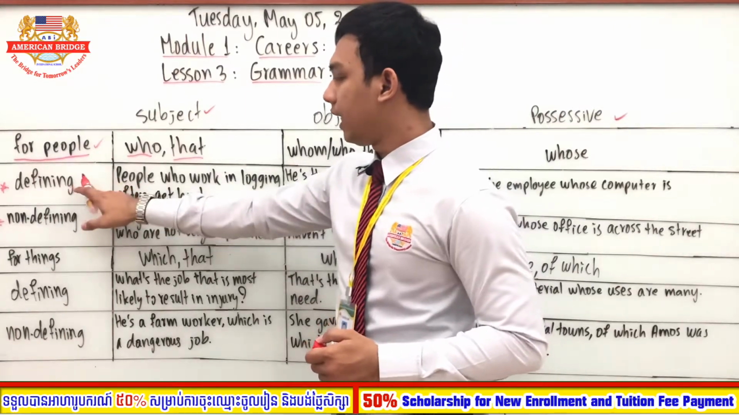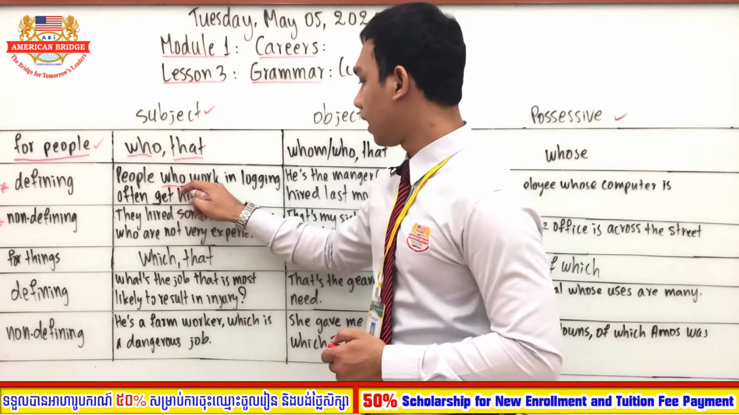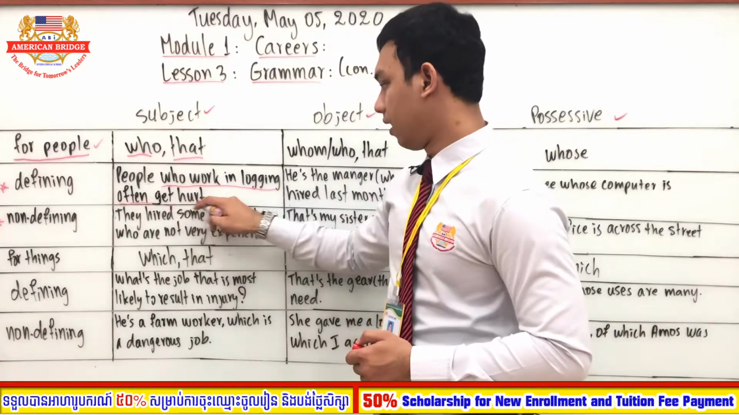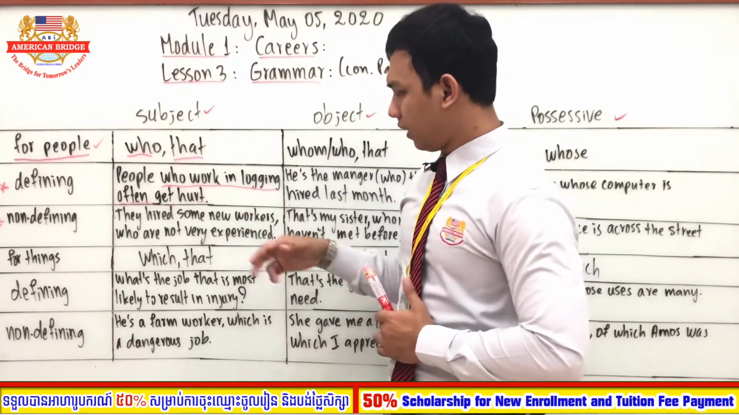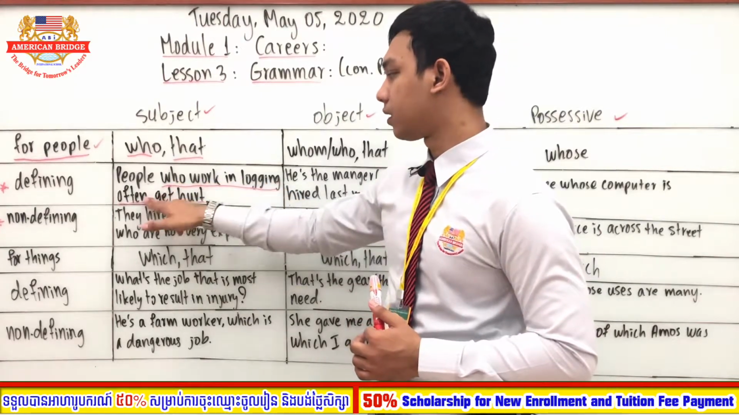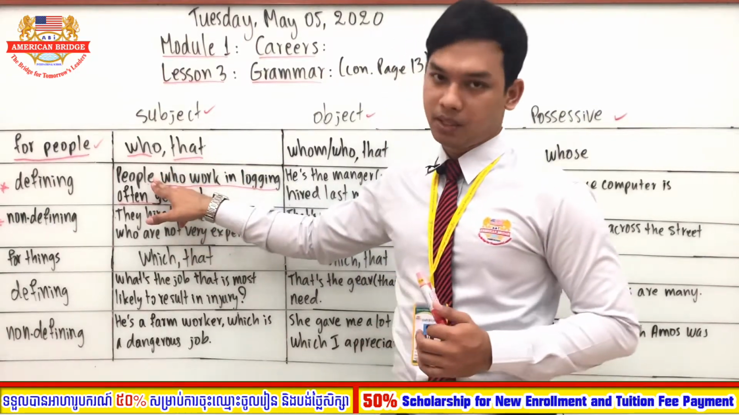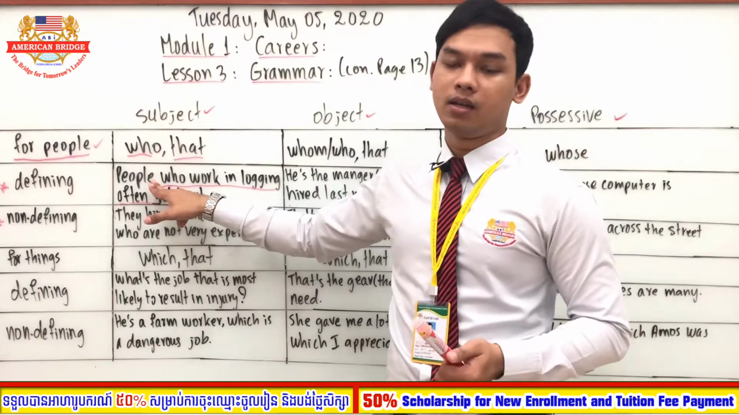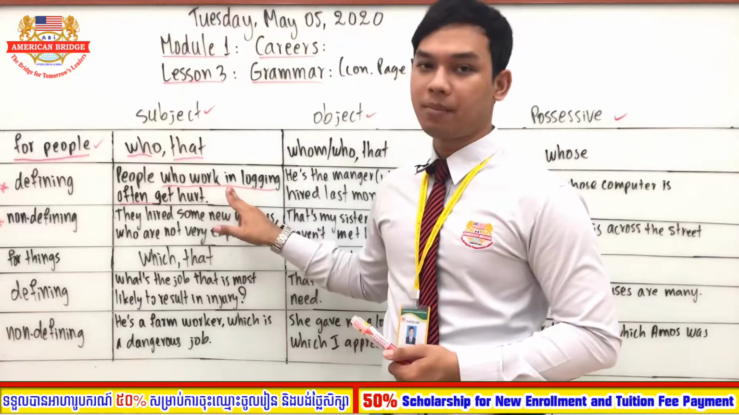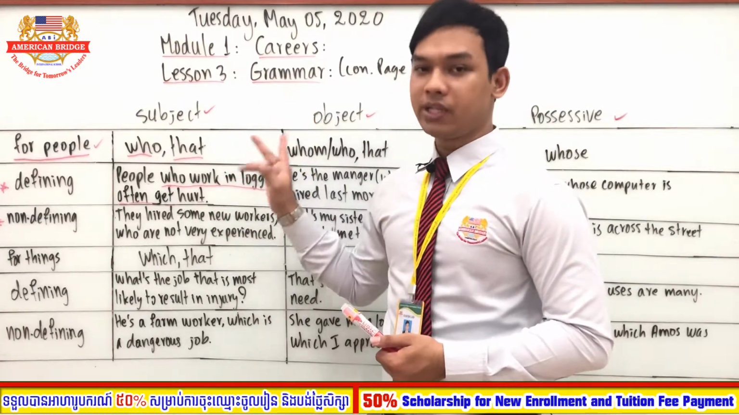So for example, in the defining, we say people who work in logging often get hurt, right? So in this sentence, you can see the defining relative clause. If you remove this part and keep only the word people here, it doesn't mean anything, right? Good. And you can see there is no comma in this sentence because this is the defining relative clause, okay?